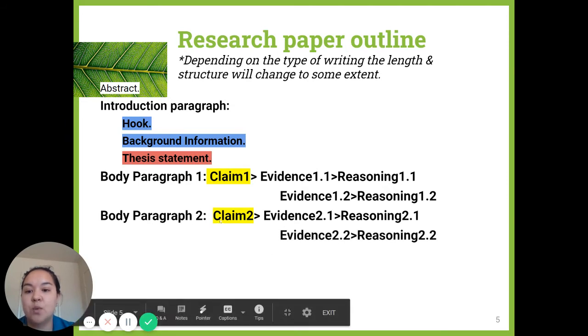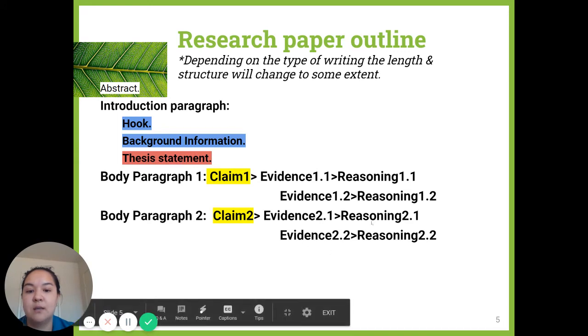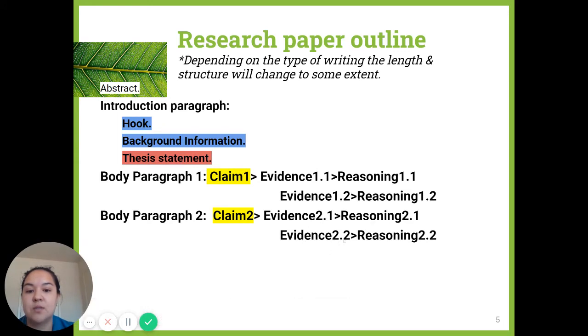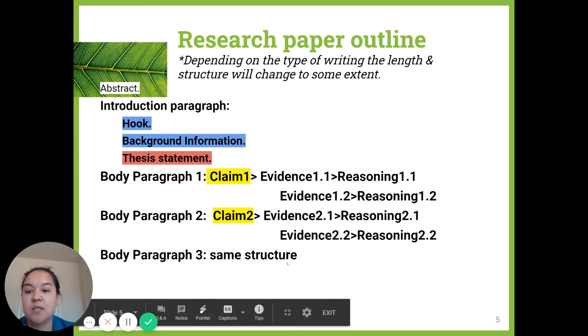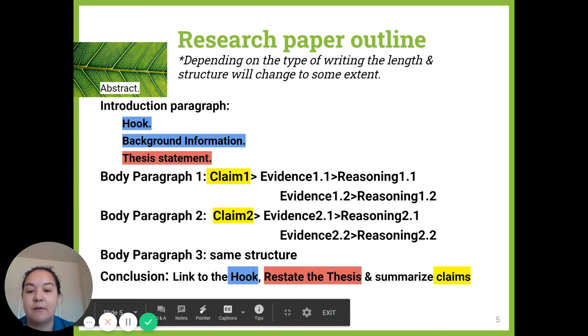Evidence 1.2 and reasoning 1.2, they would also be connected. Same for body paragraph 2. We would have another claim and another set of evidences 2.1 and evidence 2.2, and of course supporting reasoning sentences that explain each of the evidence. So again, depending on the length of your writing, you may have more paragraphs, paragraph 3, 4, 5, and so on.